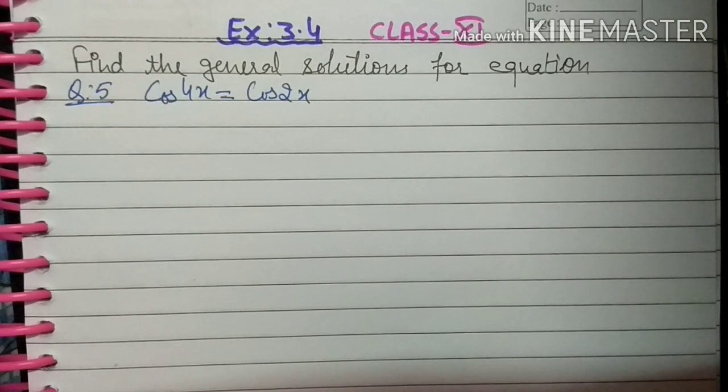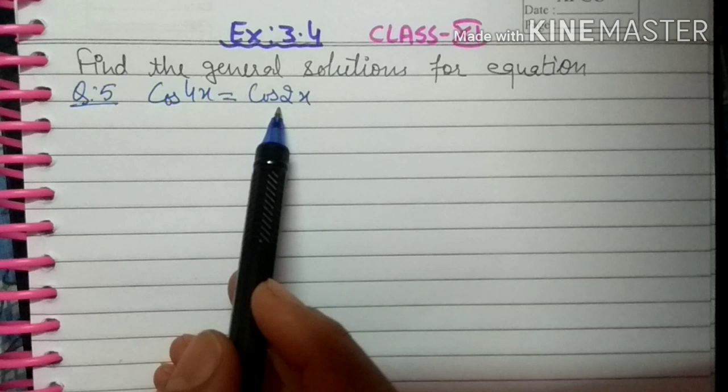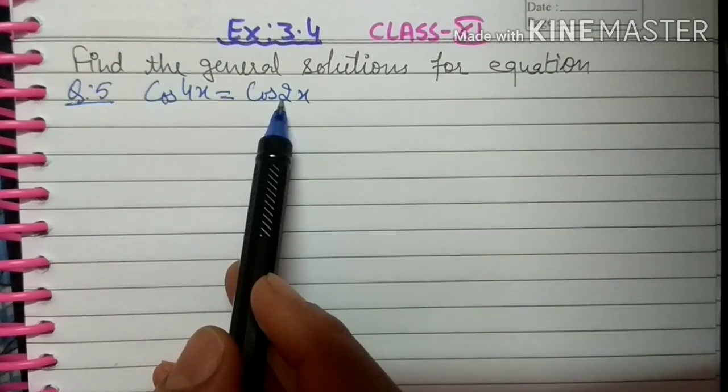आज की इस वीडियो में हम क्लास 11 के क्वेश्चन डिस्कस करेंगे एक्सरसाइज 3.4 के, जिसमें हम जनरल सॉल्यूशन और प्रिंसिपल सॉल्यूशन का डिस्कशन कर रहे थे फॉर द ट्रिग्नोमेट्रिक इक्वेशन। 1 to 4 क्वेश्चन आर ऑलरेडी डन, सो लेट अस स्टार्ट विद क्वेश्चन नंबर 5. We have cos 4x is equal to cos 2x. We have to find the general solution for this given equation.